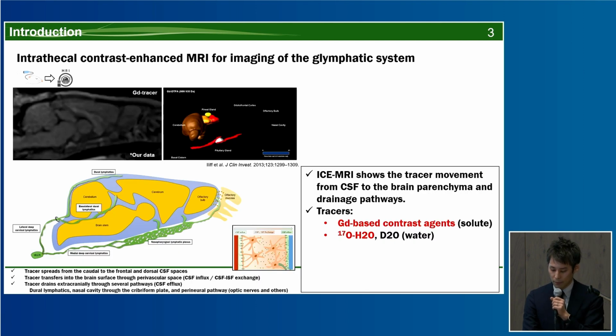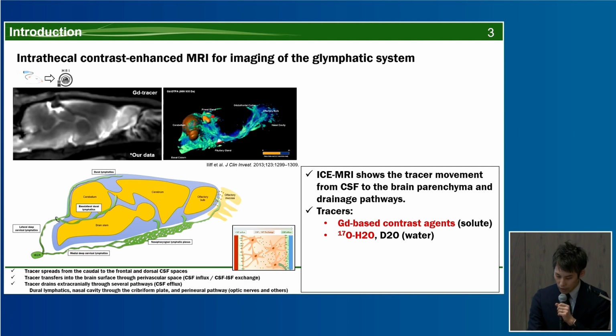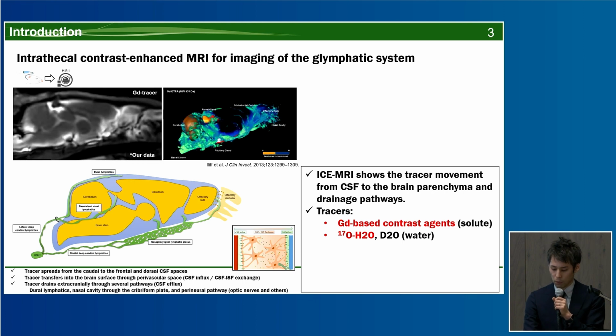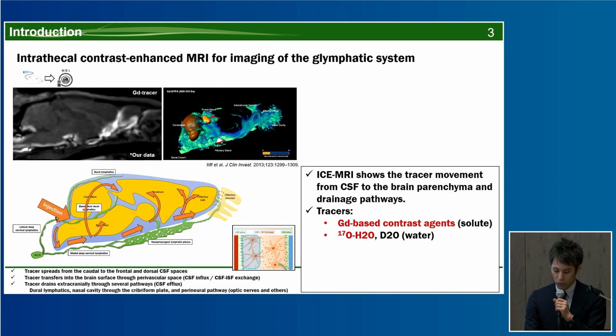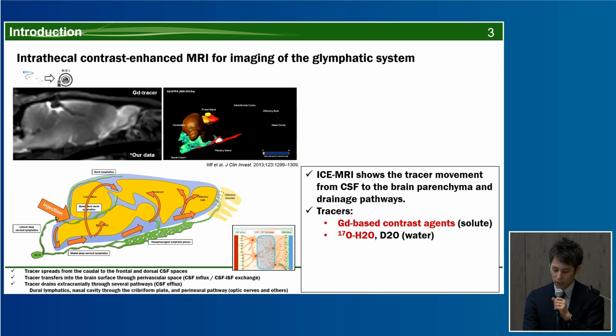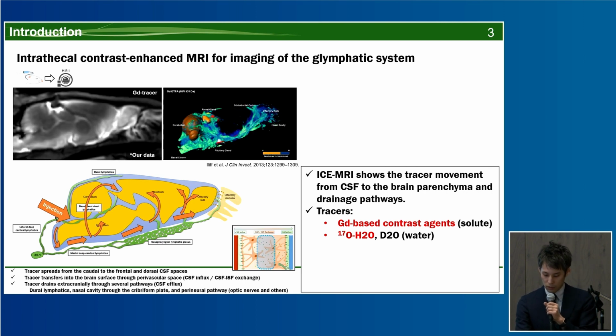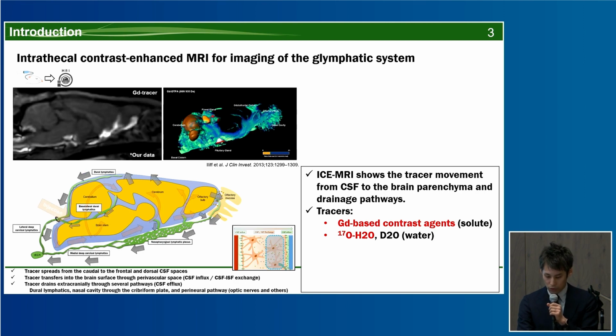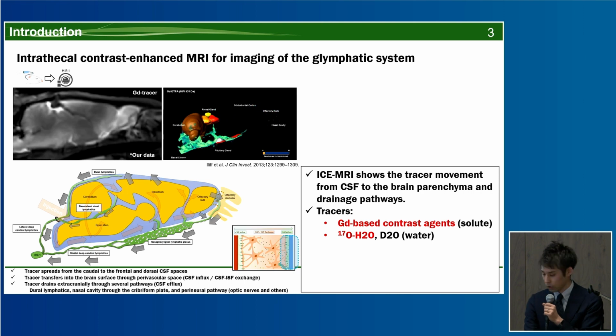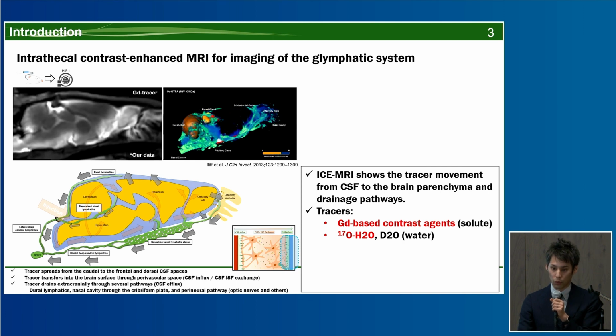One method for examining comprehensive CSF movement and the glymphatic system employs intracisternal tracer-injected MRI. First, the intracisternally injected tracer spreads from the caudal to the dorsal CSF spaces, and it is then transferred into the brain parenchyma. From there, it is drained extracranially through several pathways. This approach effectively displays the flow and dynamics of neural fluids.